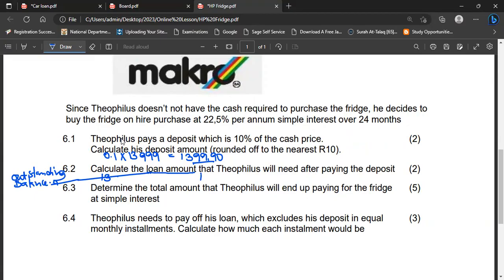So we shall say 13,999 minus 1,399.90. You end up having 12,599 rands 10 cents. So that's how we get that.